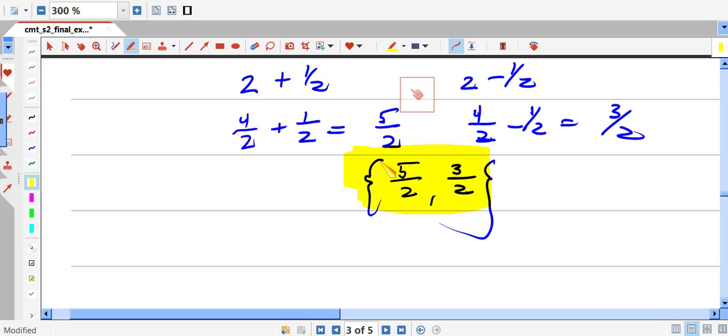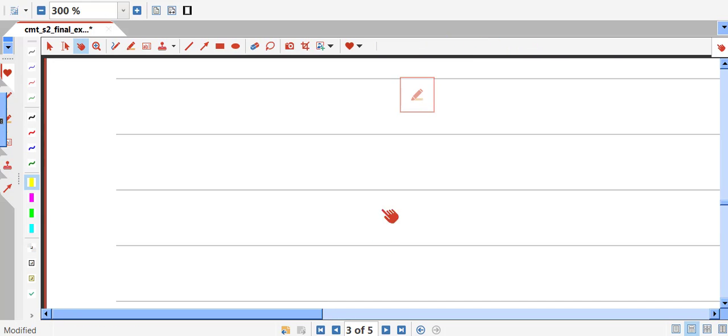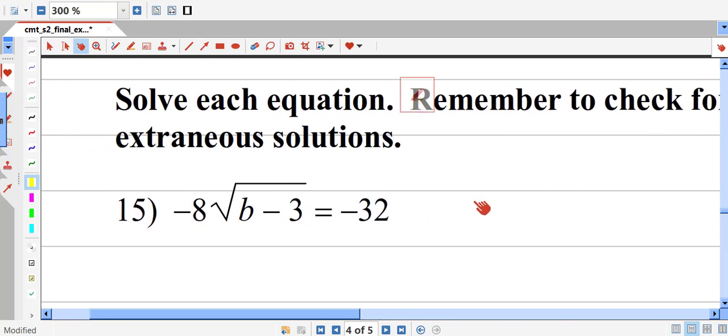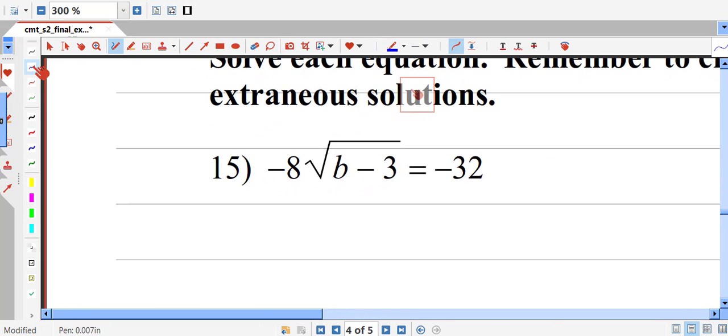Okay, next one. Let's see. Solve each equation, checking for extraneous solutions. So in the first one, I have a radical equation. To solve it, I need to get the radical on one side of the equation, and then I need to do the reverse operation of what that radical is.